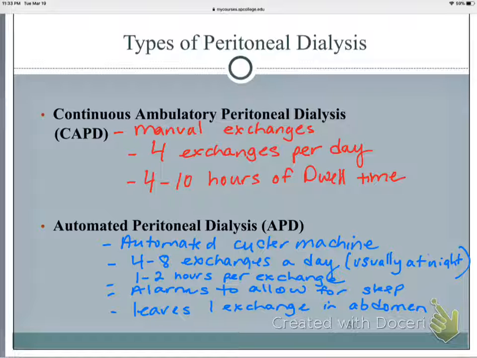And then there's automated APD, which is more desirable, more popular. So this is the type that they can do while they sleep. It's automated. That was that machine. That's your automated machine. It's called a cycler. And there are 4 to 8 exchanges a day, and about 1 to 2 hours each exchange. So in case things do go wrong with this while they're sleeping, there are alarms built in. So it really reassures them, makes it safe.